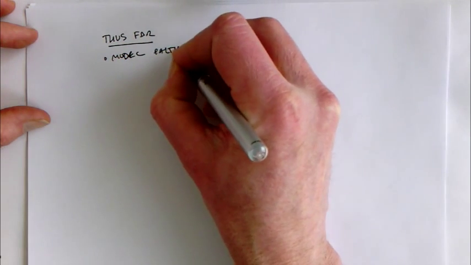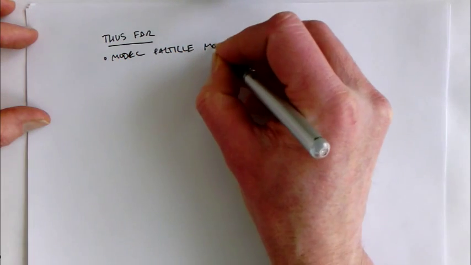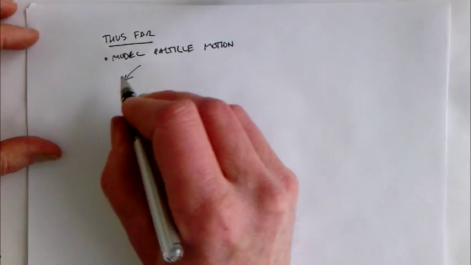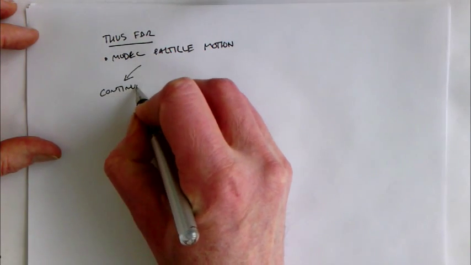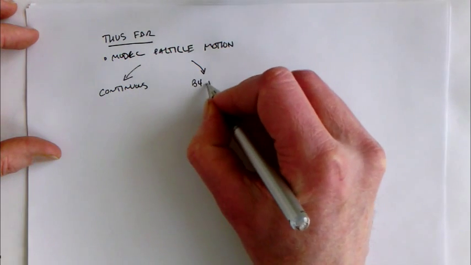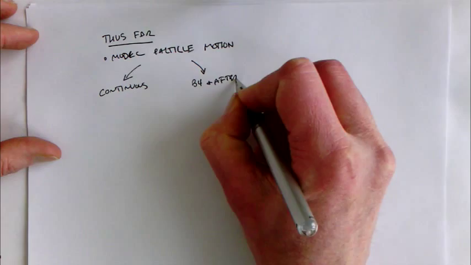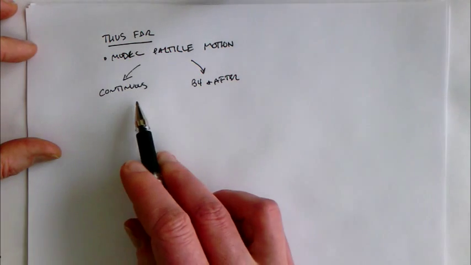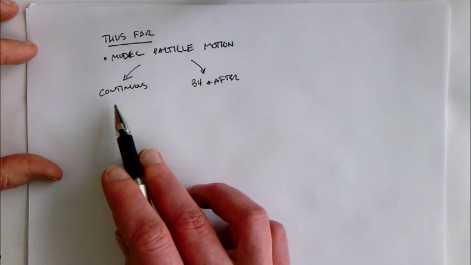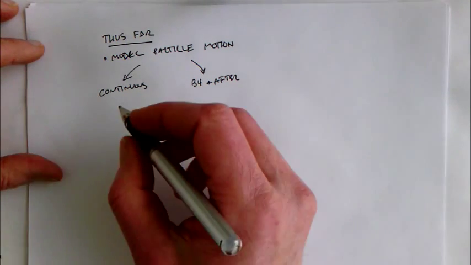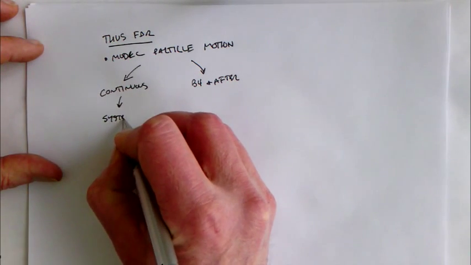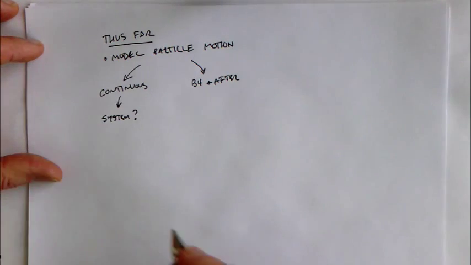And when we talk about modeling particle motion, we've introduced two frameworks for this. One framework is a continuous framework, and the other is a before and after framework. We've probably spent more time on the continuous framework, where you basically ask the question, what's the system? That is, what are the system boundaries?